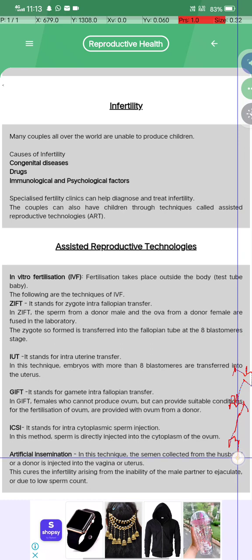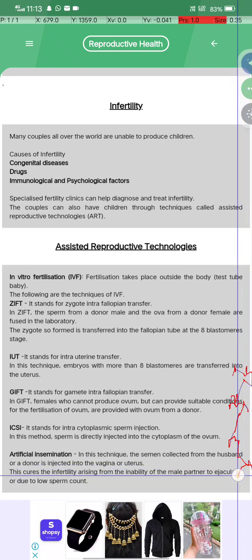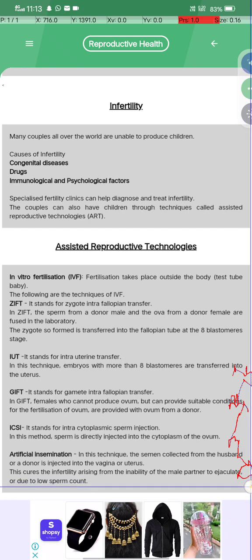In this method, a sperm is directly injected into the cytoplasm of the ovum. Artificial insemination: in this technique, semen collected from the husband or a donor is injected into the vagina or uterus. It cures infertility arising from the inability of the partner to ejaculate or due to low sperm count.